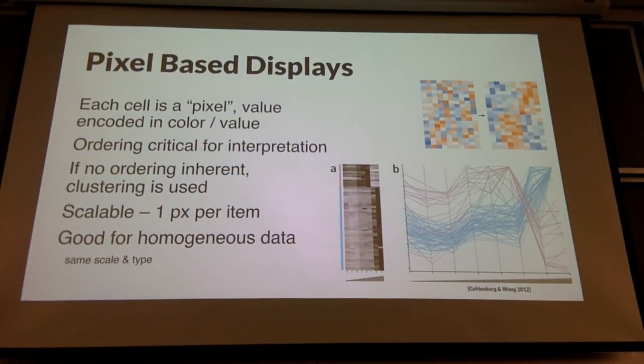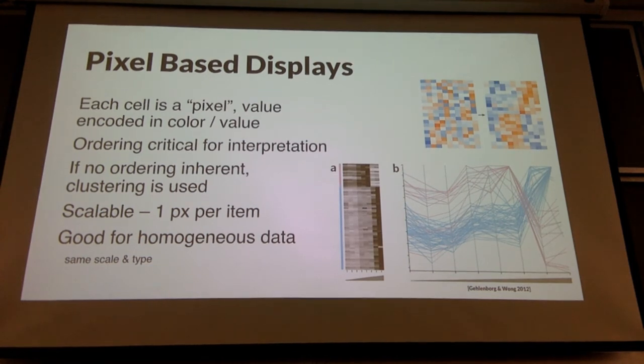So next big topic is pixel-based displays. I think it's quite intuitive what they do. Here, each cell is a pixel value and the pixel value encodes the cell value as color. And of course, as we have talked about a couple of times already, for these displays, order is critically important.